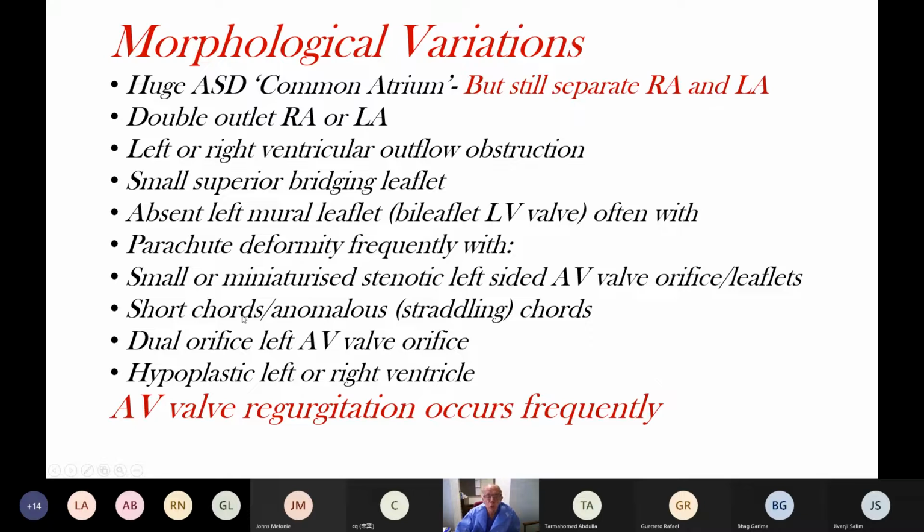You can have short chords. You can have an anomalous chord sort of straddling the interventricular communication. I'll show you an example of that. You can have a dual orifice of the left AV valve orifice. You can have a hypoplastic left or right ventricle. And AV valve regurgitation, of course, occurs frequently.